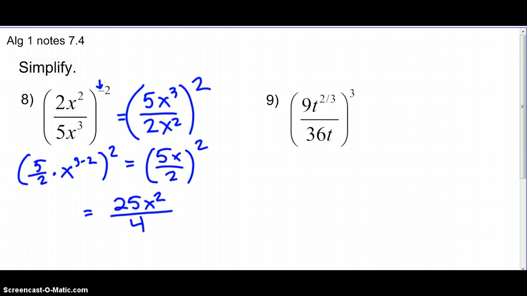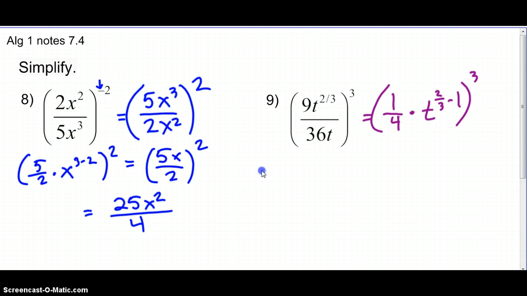One more to make sure we understand what's going on here. This time, let's try this one differently. Instead of dealing with the exponent out here first, let's work inside first. It's just a matter of preference. The first thing I see is 9 over 36. I'm going to rewrite that as 1 over 4. T to the 2/3 divided by t is t to the 2/3 minus 1 power. Now remember, this whole thing is raised to the third.